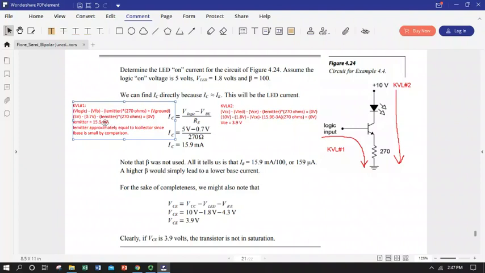So we solve for I emitter, and since we know I emitter and I collector are approximately the same, we could put it right into our collector emitter KVL, and we could solve for the collector emitter voltage drop. So we have a Q point. We're operating at 3.9 volts collector emitter voltage drop and 15.9 milliamps. So we're partway along the load line.